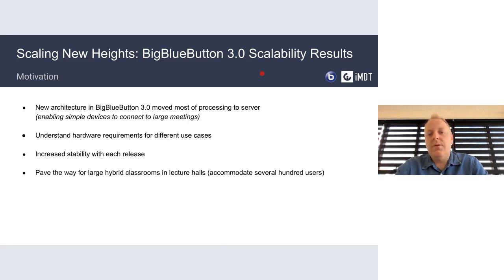So the motivation for running the stress tests is mainly because with the new architecture of BigBlueButton, we moved most of the processing to the server. In BigBlueButton 2, information was forwarded to browsers, and browsers were merging this information and making it useful to be displayed for the users. But scaling BigBlueButton 2 was difficult, mainly because of the client performance.